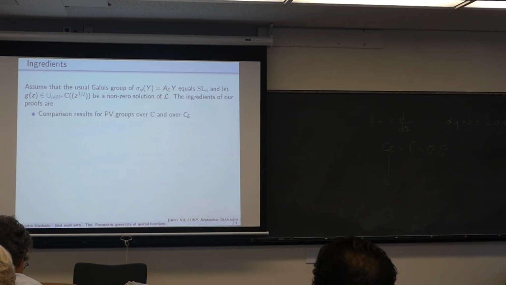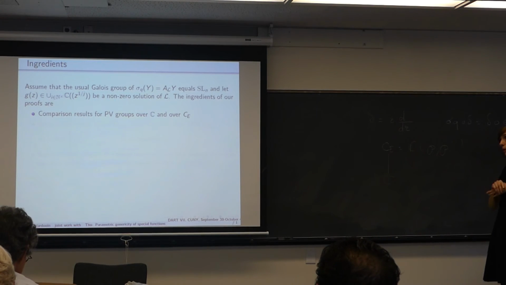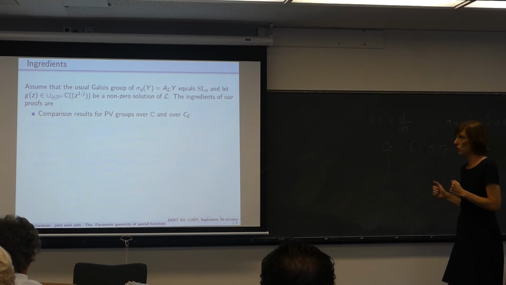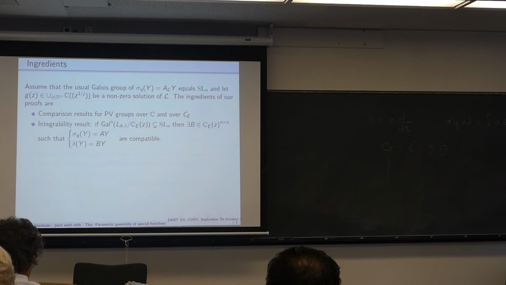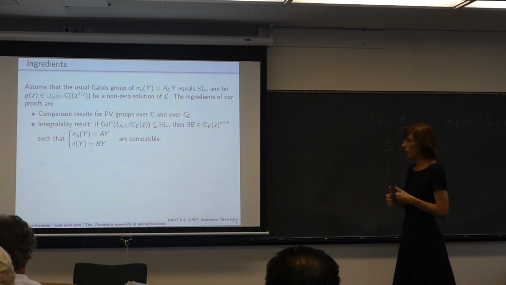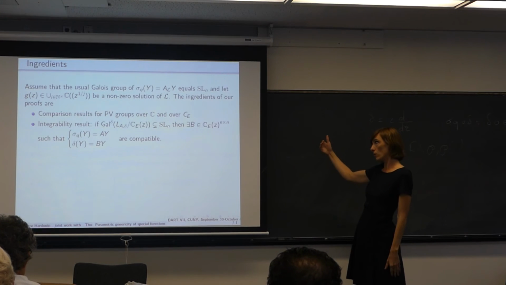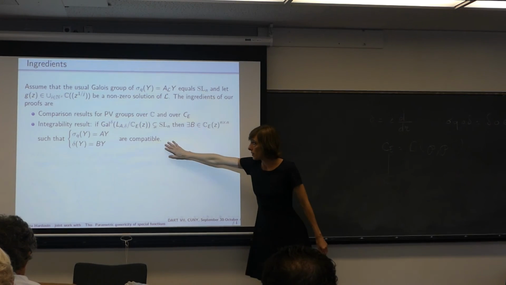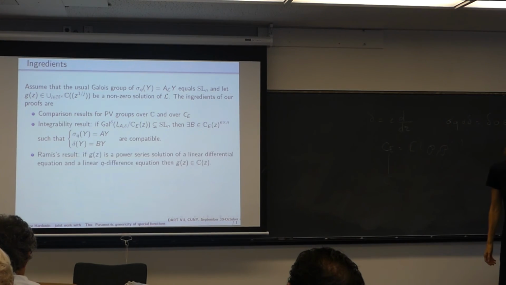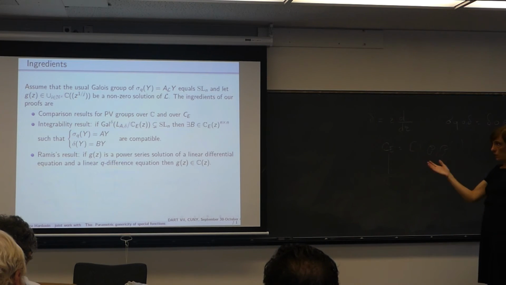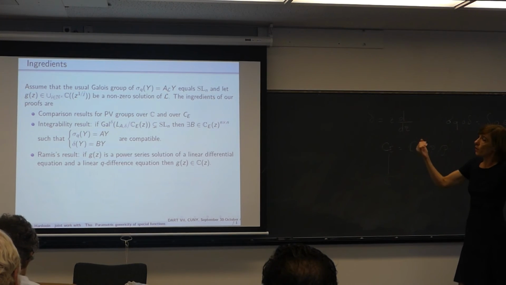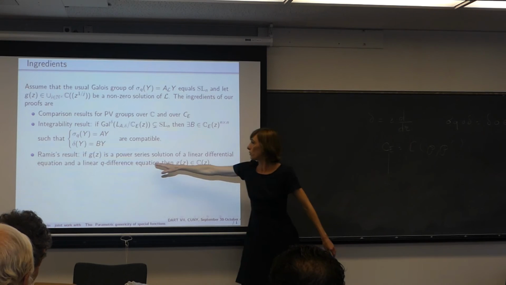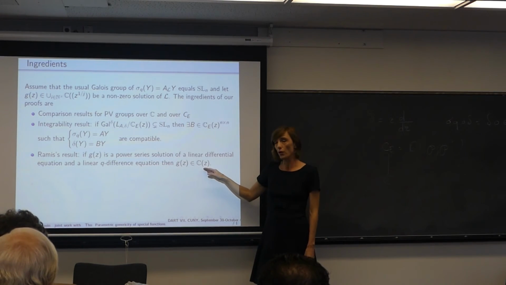Then the ingredients of our proof are the following. The first one: we take some comparison results for the classical Q difference group over C and over the elliptic functions. And now we have this integrability result that tells us that if the parameterized Galois group is not SLN, then the system is compatible. And the last ingredient is this famous result, that if you have a power series solution of a linear differential equation and a linear Q difference equation, then it must be a rational function.